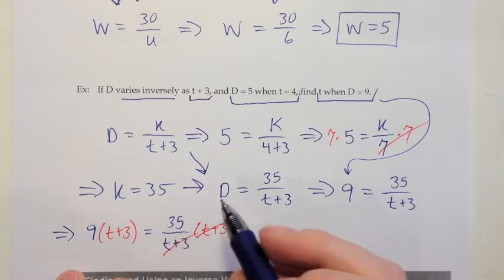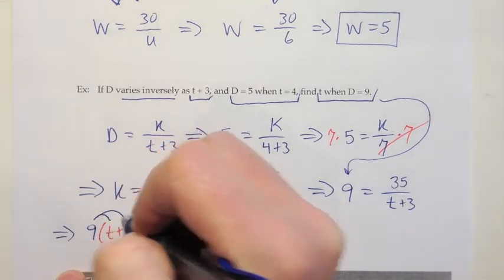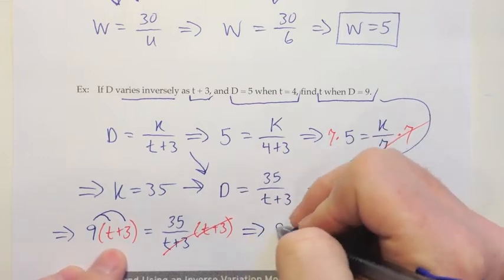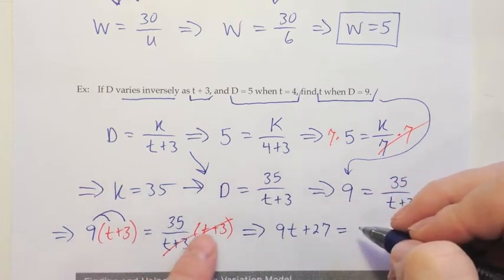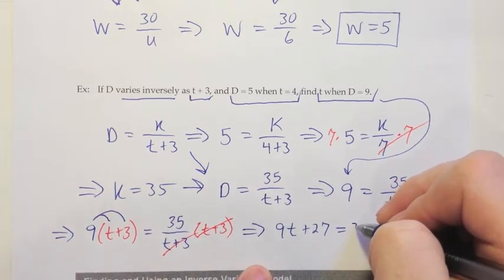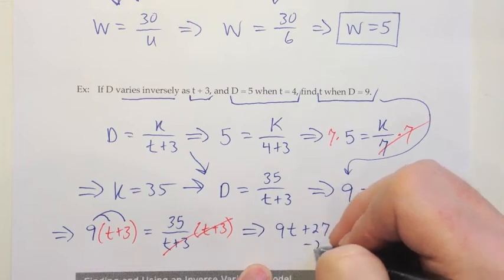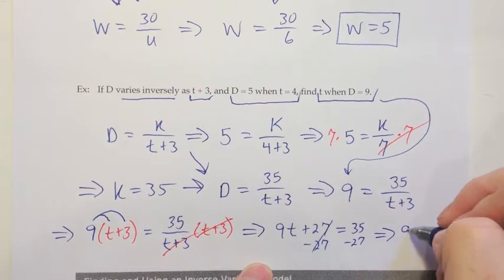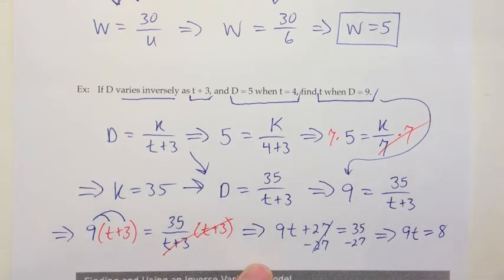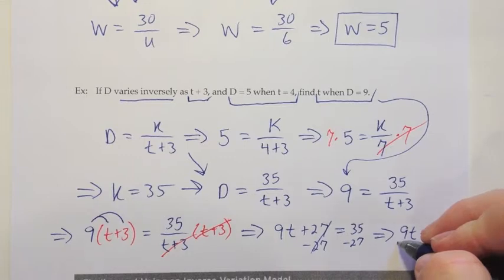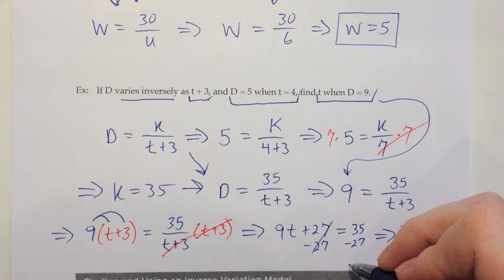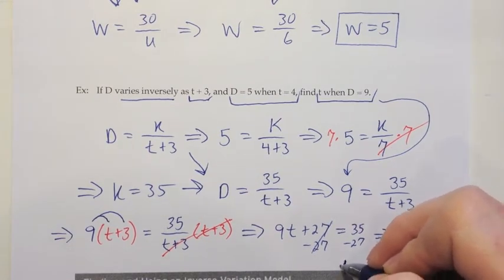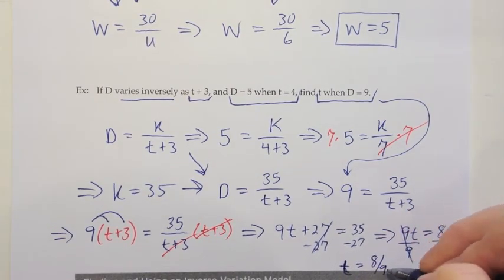And then at this point I have an equation I need to solve. So I would distribute that 9, and that gives 9t plus 27. That would be equal to, all that's left on the right is 35 because the t plus 3's have canceled. I would subtract that 27 from both sides. I get 9t equals 8, and just enough room here to finish this off. We want t by itself, so we divide both sides by 9. The 9's cancel and we get t equals 8/9, and I'll just squeeze that in right here. So t is equal to 8/9.